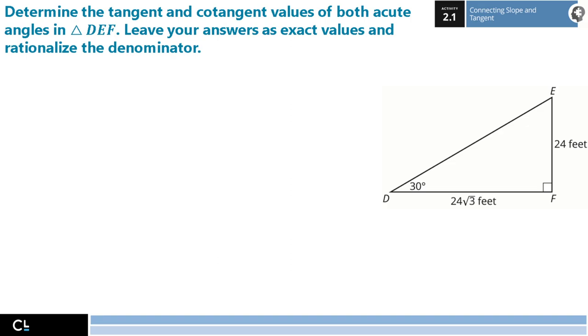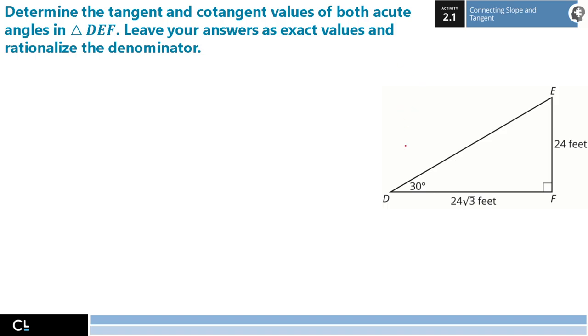So now we want to do this, but with values. It says determine the tangent and cotangent values of both acute angles in triangle DEF. Leave your answer as exact values and rationalize the denominator. So we have a lot of work to do here.